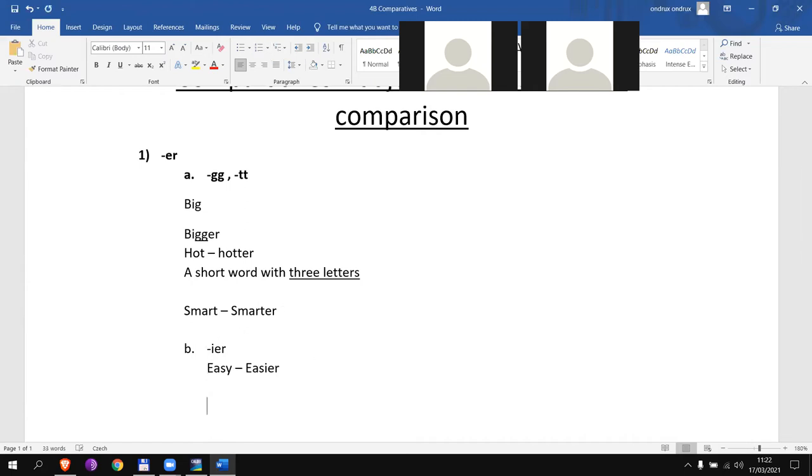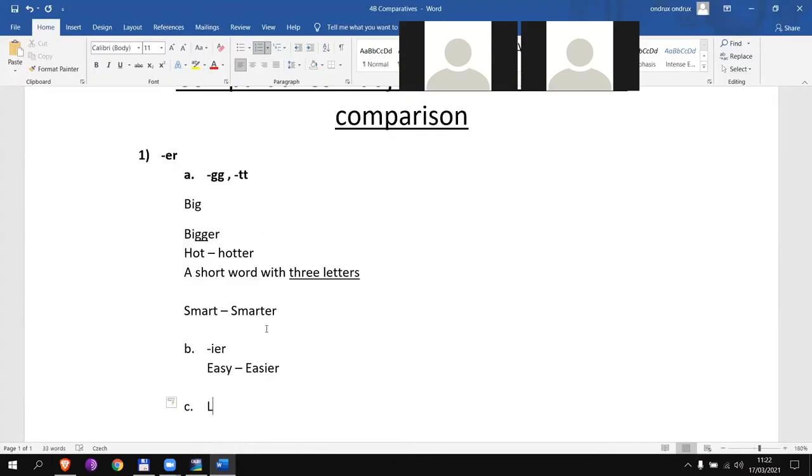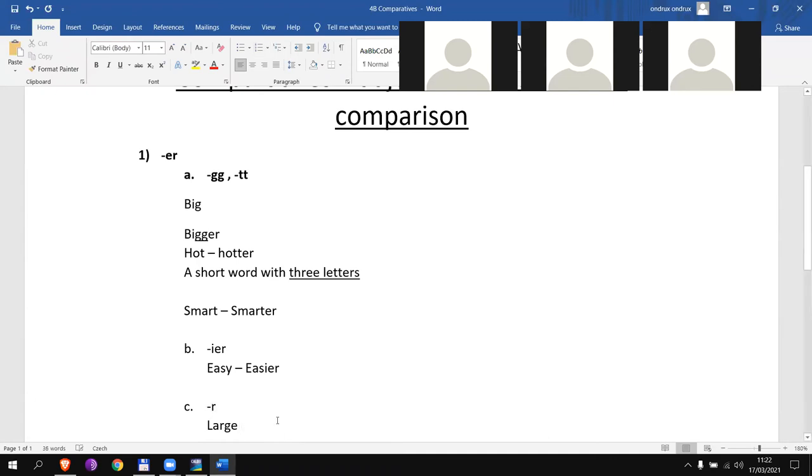What if the word ends with E already? So for example, I have, which some word that ends with E? Wait, I need help from here. Yeah, large, for example, large. So what would I do with this one? Matias, can you tell me? How would I say větší? Larger. Larger, there we go. So I would just add R, right? Large, larger. Excellent.